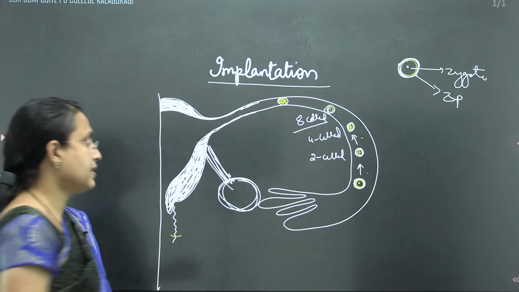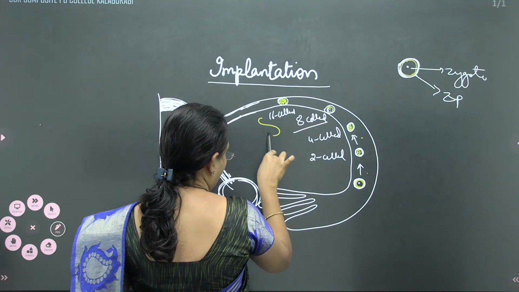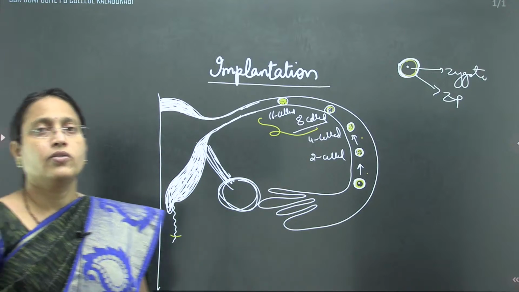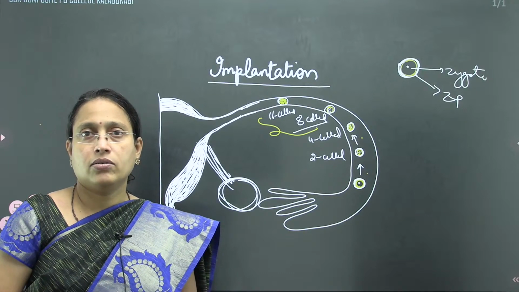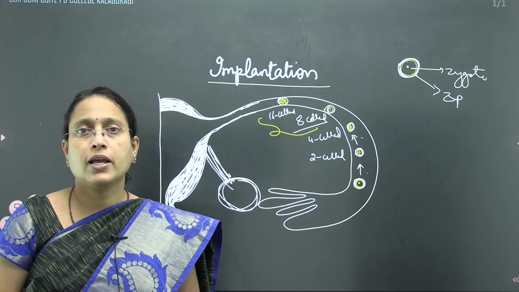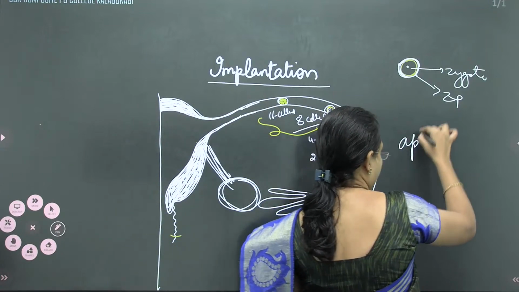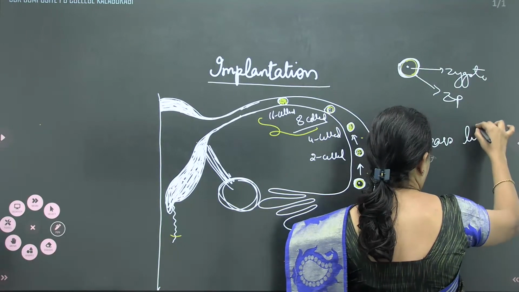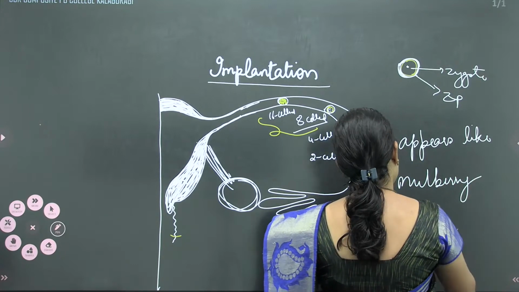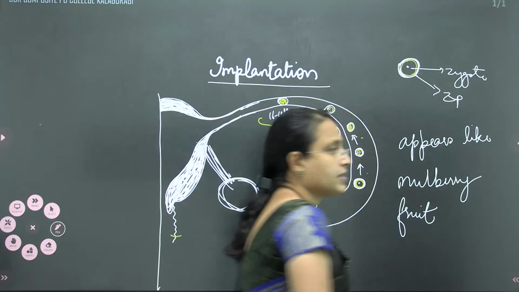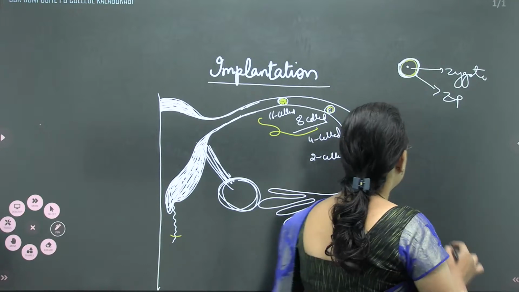Now the 8 to 16-cell stage will look like a mulberry fruit when observed microscopically. Since it appears like a mulberry fruit, it has a name, and that is why it's called morula.